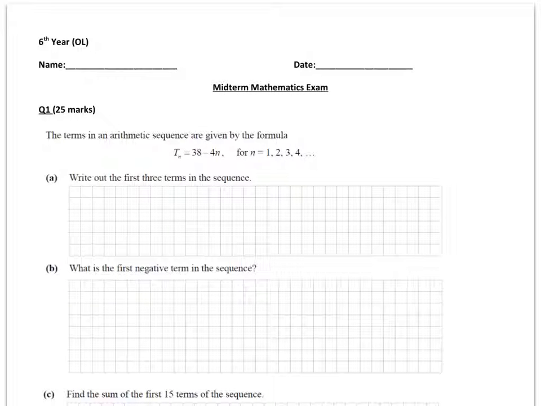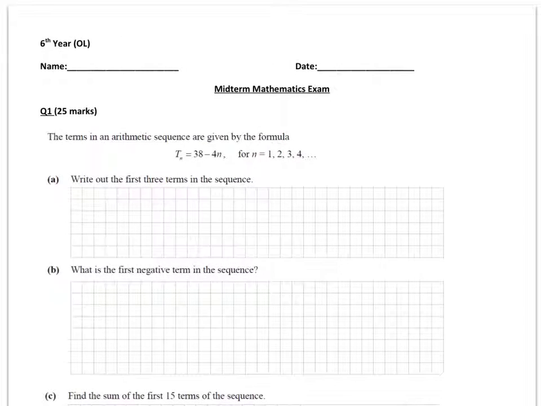This is the first question from the 6th-year midterm test. It's a linear sequences question. We have a formula given to us. Tn is 38 minus 4n, where n is 1 or 2 or 3 or 4, and it asks us to give us the first three terms of the sequence that's defined by this formula.